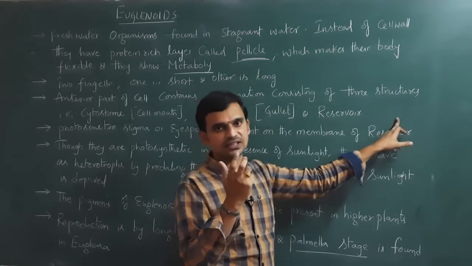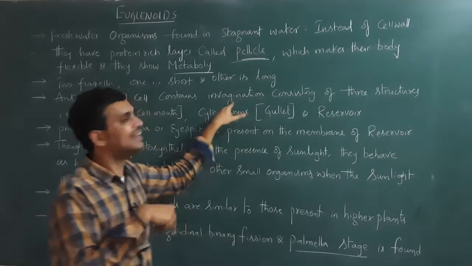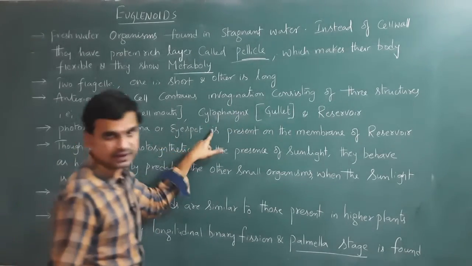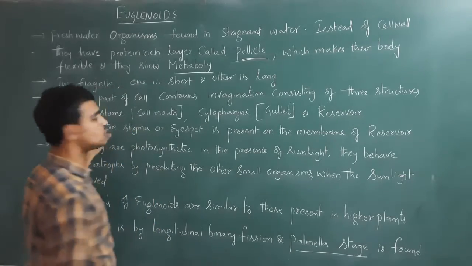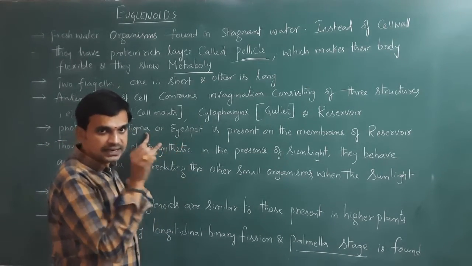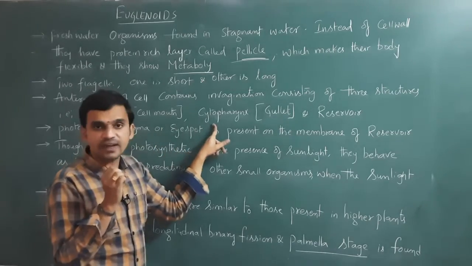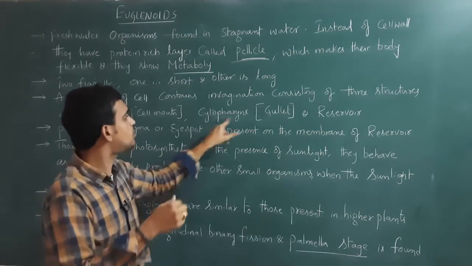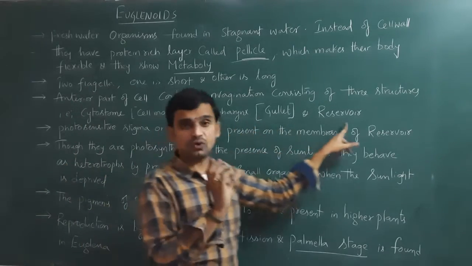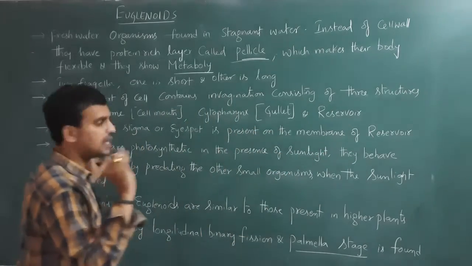Why are these three structures formed in the cell? Because of the invaginations. What are those three structures? Cytostome, cytopharynx and reservoir. Cytostome is nothing but the cell mouth. So with the help of the cytostome, the cell can take in food material. Cytopharynx is nothing but the gullet, through which the food can enter into the reservoir, and the food is stored in the reservoir within the cell.